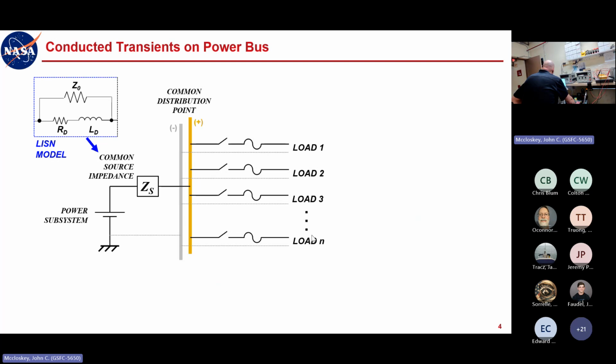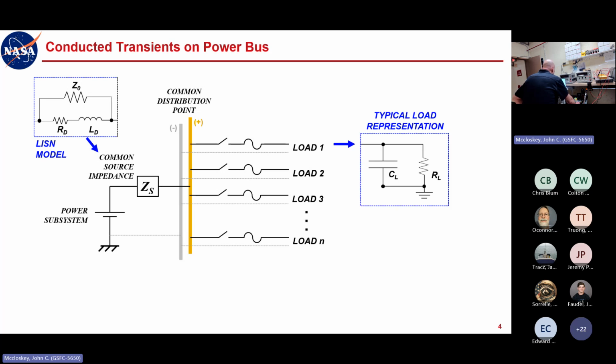So for our common source impedance model, I'm going to start with our LISN model that we've discussed in previous sessions. It consists of just the series resistance of your conductors. I'm calling it the distribution resistance, R sub D, that's what the sub D means. Then the inductance of that wiring, L sub D, and then the characteristic impedance of that wiring that's getting you from your power source to the distribution point, so just Z naught. I'll talk a bit more about the physical representation of that. We're going to start with the LISN model just for simplicity.